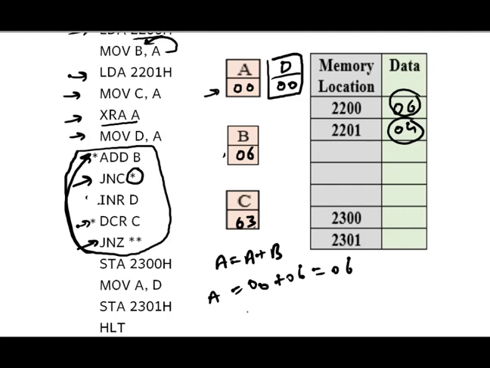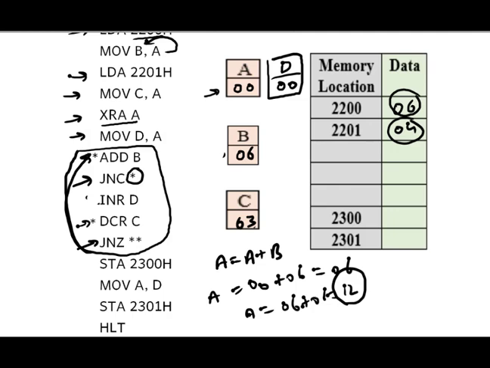Now ADD B means A equals A plus B. A was 6, and B is 6, so 6 plus 6 becomes 12. Actually I am doing this in decimal. In 8085 it won't be 12, because it is performing hexadecimal addition, so the answer will actually be 0C. But just for understanding I am writing in decimals, so it will become 12.